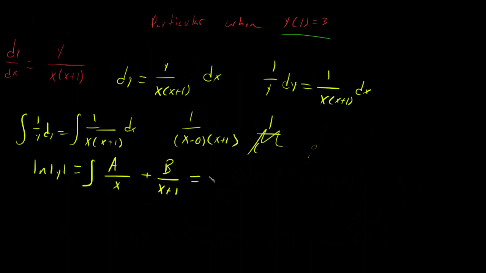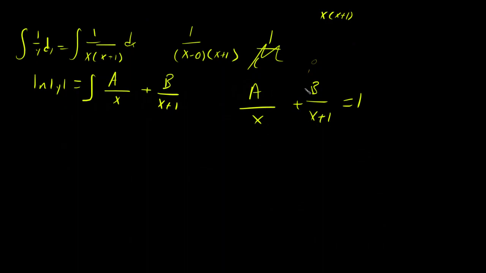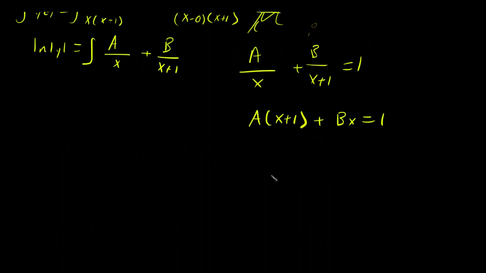Okay, and then this is true: A over x plus B over x plus 1 equals 1 is what we want to find. So obviously with partial fractions, it's A over x plus B over x plus 1 equals 1. And what we want to do is just find x values that cancel out one of these terms, either the A term or the B term.